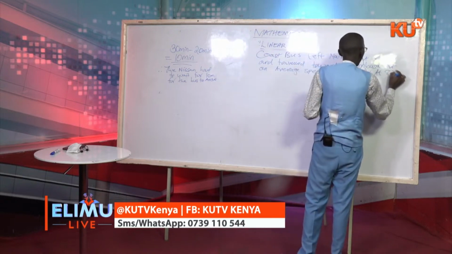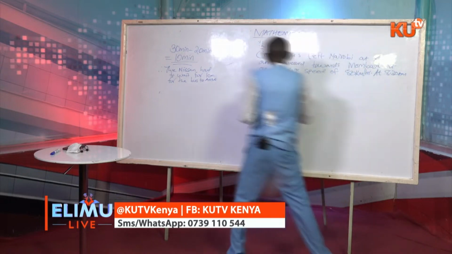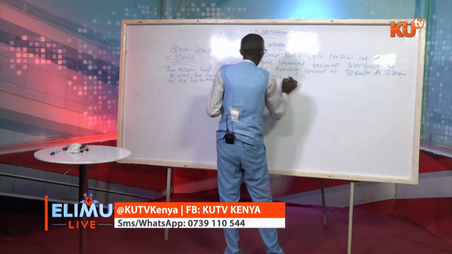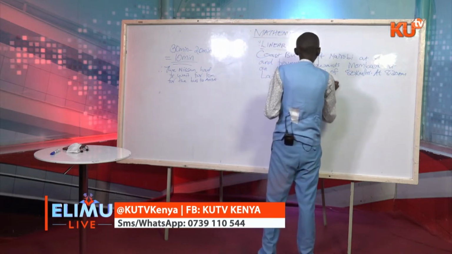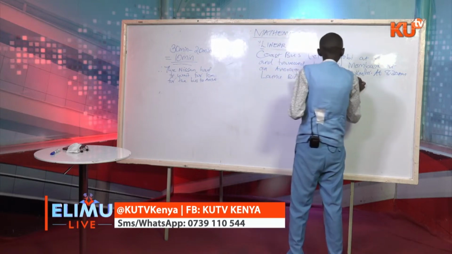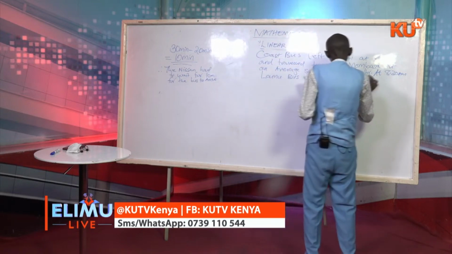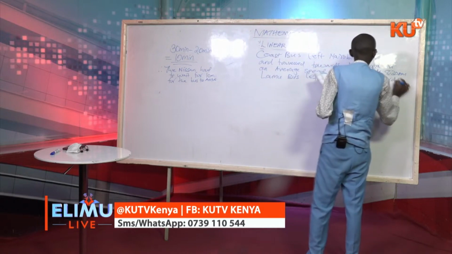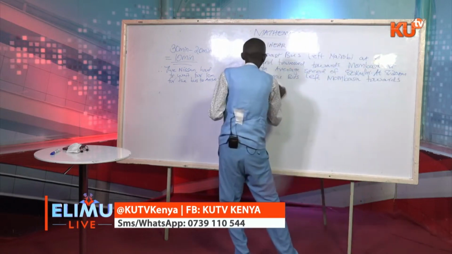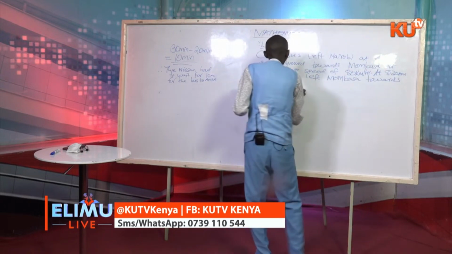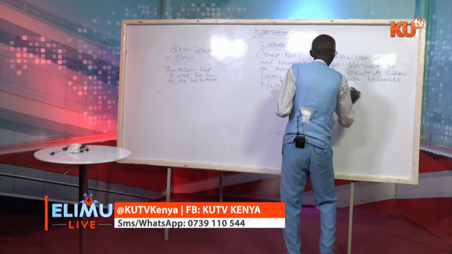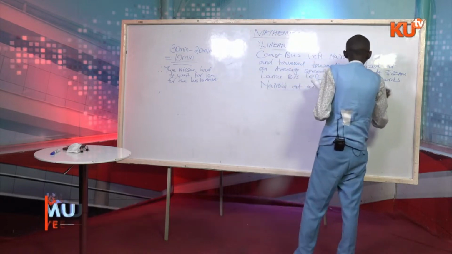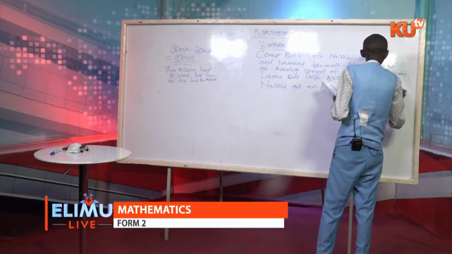At 8:30 a.m., the Lamu bus left Mombasa towards Nairobi at an average speed of 120 kilometers per hour.